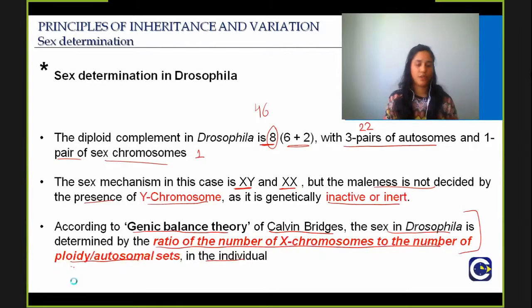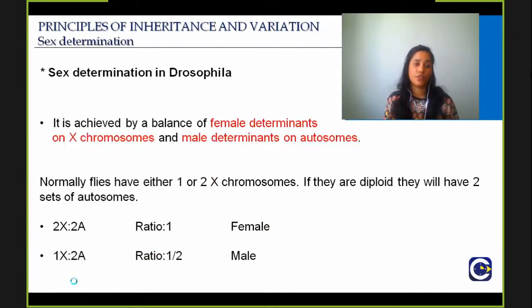Okay, good. So sex determination in Drosophila is achieved by a balance of female determinants on the X chromosome and male determinants on autosomes. Now you have to read these red things. Female determinants on the X chromosome, which means the X chromosome will have the genes that will determine if it is a female, and the autosomes will have the genes that will determine if it is a male. Okay, so it will become very clear in a second.